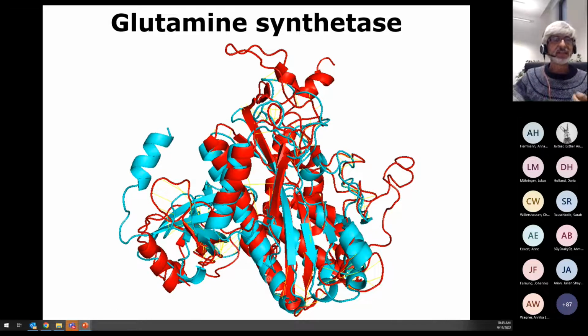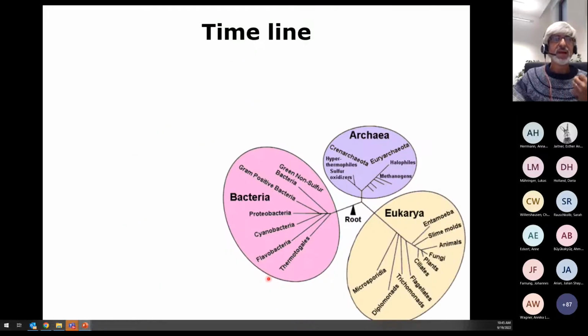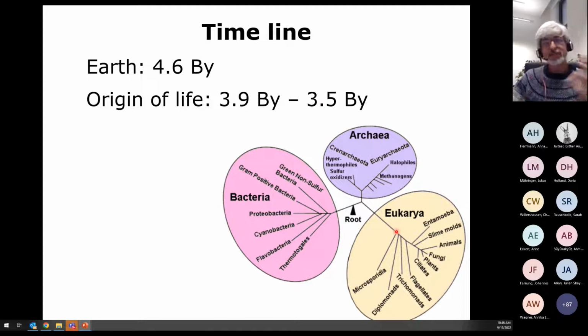And this indicates that this protein has been around for as long as we have had the three main lines of life: the archaea, the bacteria, and the eukarya. And since the Earth solidified more or less around 4.6 billion years ago, the origin of life is estimated to have happened not very long after, so 3.9 billion years, 3.5 billion years ago.